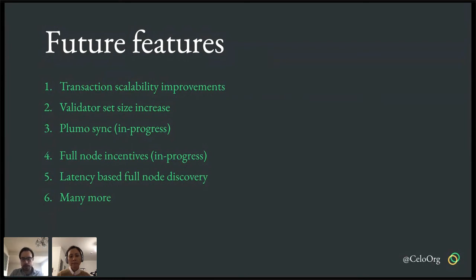There's a few features that are currently in progress. As I mentioned, the Plumo sync is currently in progress as we speak. There's full node incentives, and also latency-based full node discovery. So our Valora mobile apps can find full nodes that are geographically close to them, or at least minimize the latency between the wallet and the node.